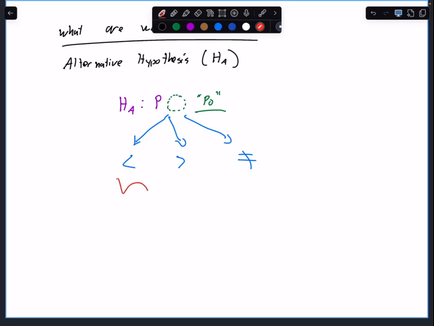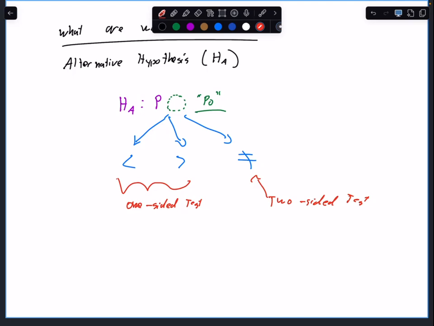These two right here are referred to as one-sided tests, and this is a two-sided test. Are we only interested in something being more? Are we only interested in something being less? Are we interested in both? It could be more, it could be less, and I'm looking for that.